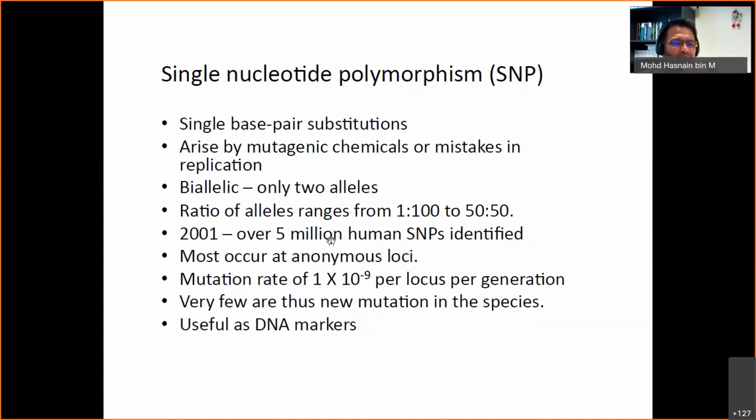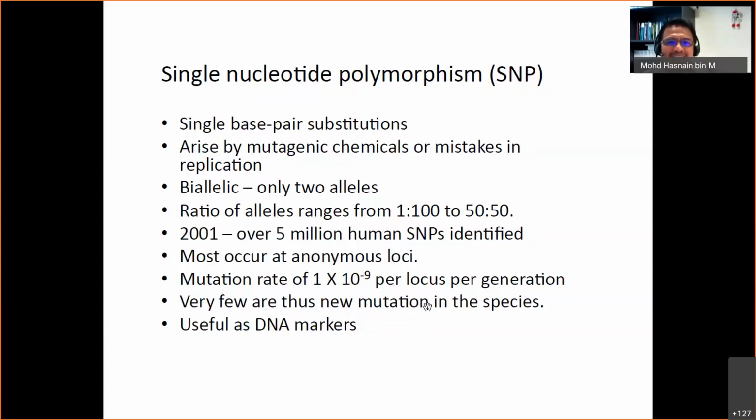Twenty years ago, 5 million human SNPs had been identified. Most occur at anonymous loci. What does it mean? This one, the differences between individuals for SNP are in regions that do not code for any gene, or a region that we don't know what the function is, an unknown region. So that one is anonymous loci. Mutation rate is 1 for every 1 billion per generation. Very few.